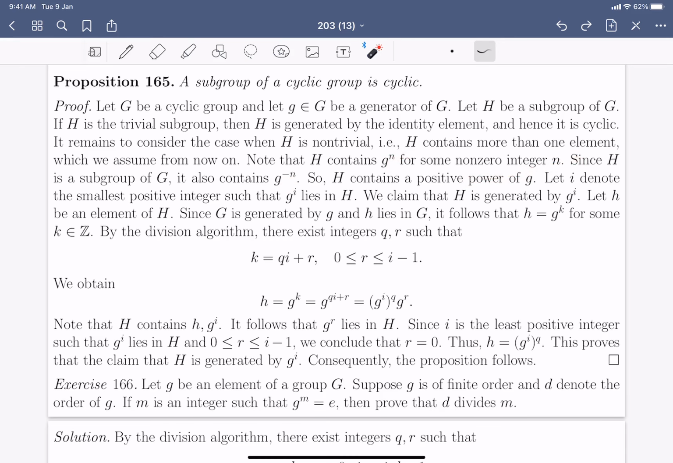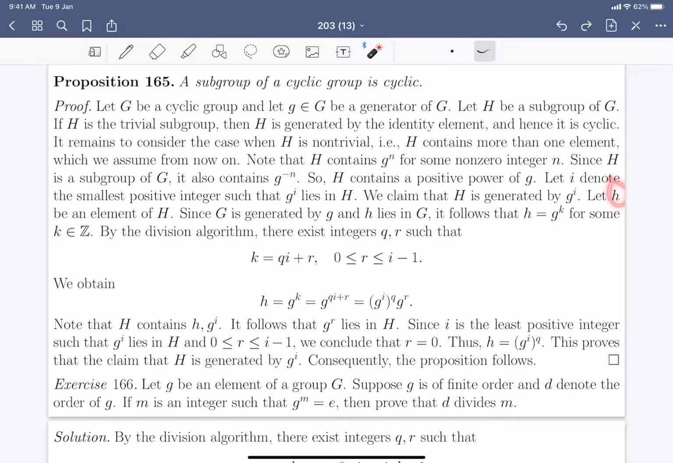So it follows that H contains a positive power of g, and we pick the smallest such positive integer. More precisely, we pick the smallest positive integer i such that g^i lies inside H. And now we'll apply the division algorithm to conclude the proof. So we claim that H is generated by g^i.